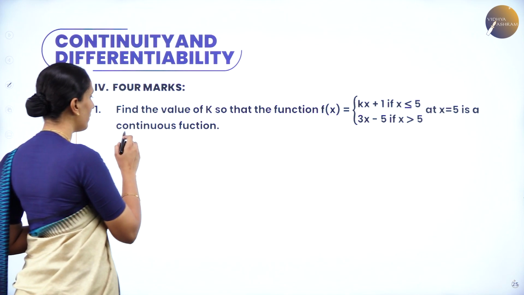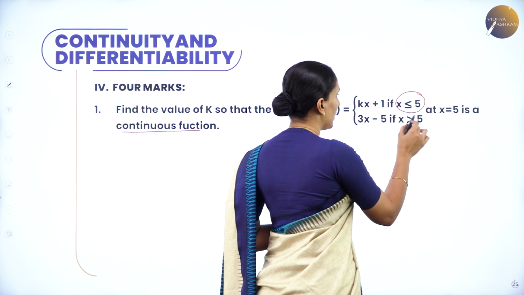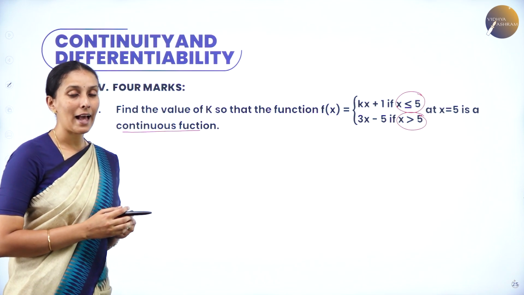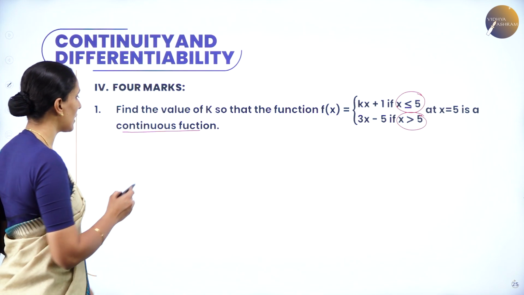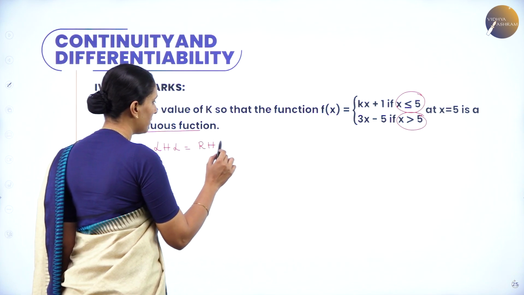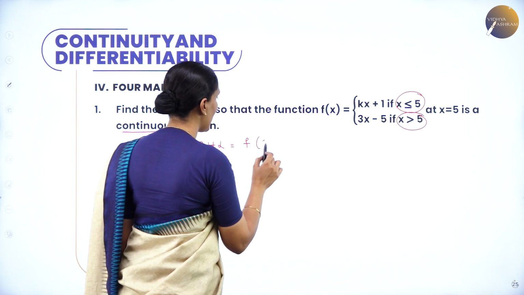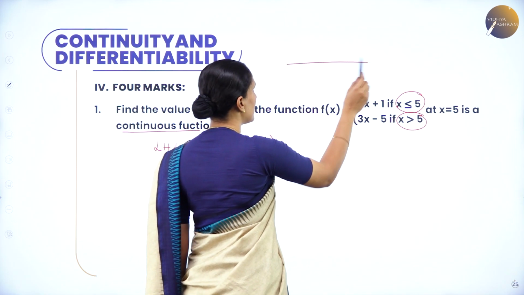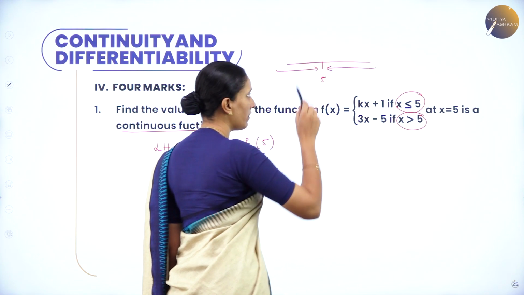So clearly they have given it's a continuous function, and by observing this we have the limits in this form, x less than or equal to 5 and x greater than 5. So that means we have both LHL and RHL. Therefore, since they have given it as a continuous function, the left hand limit and the right hand limit are equal to the functional value at x is equal to 5, that is f of 5. Now left hand limit means x is less than 5. So if this is 5, we can approach from the left side, we can also approach from the right side.